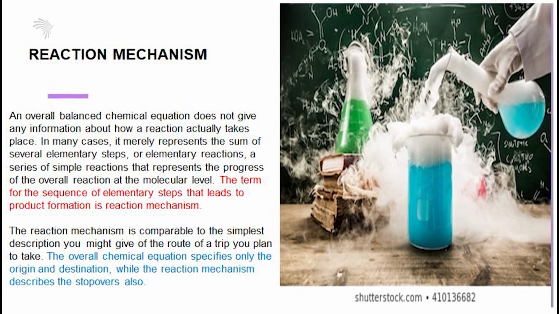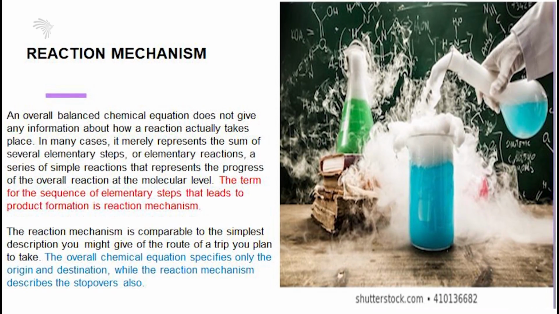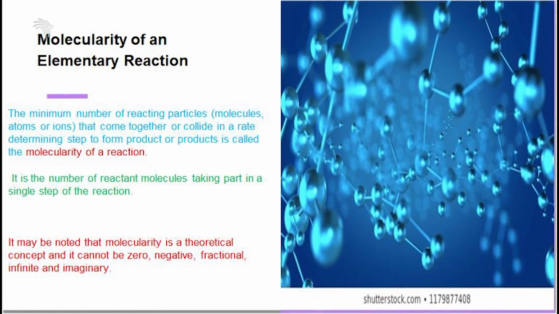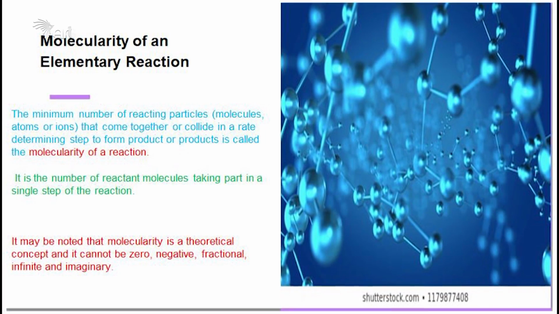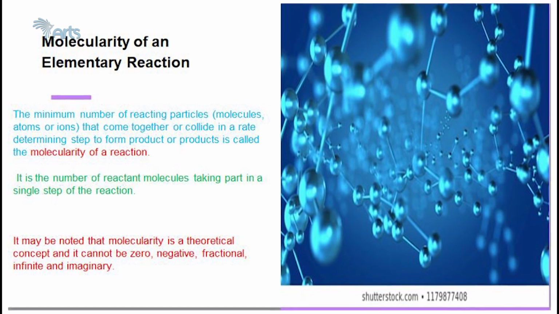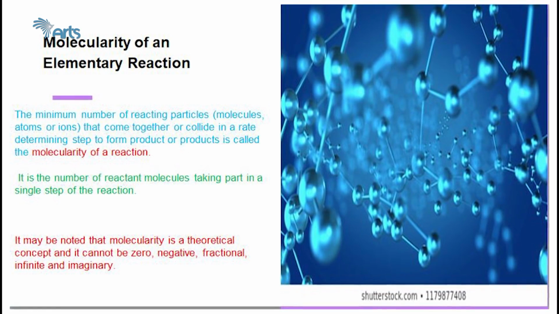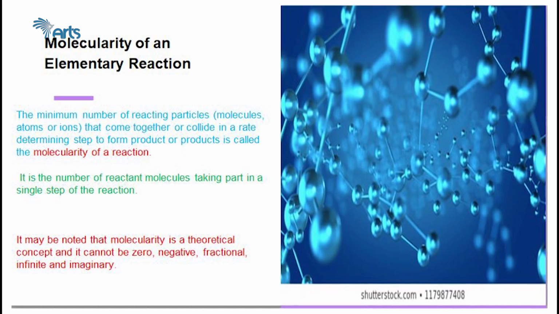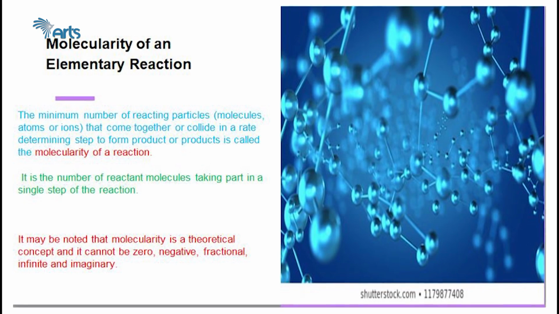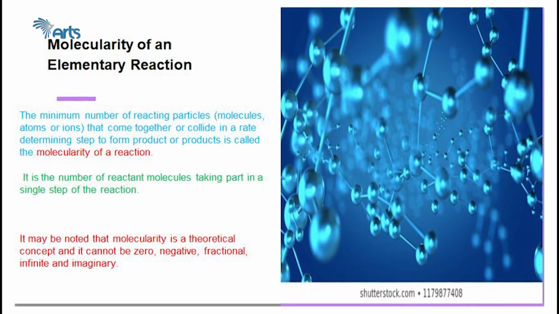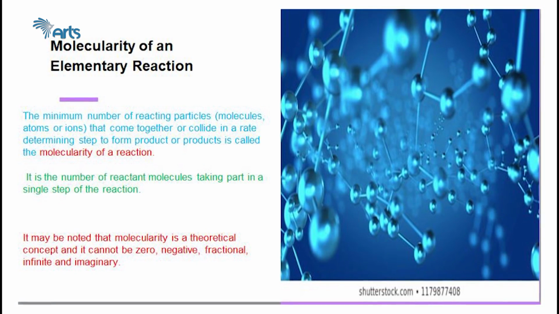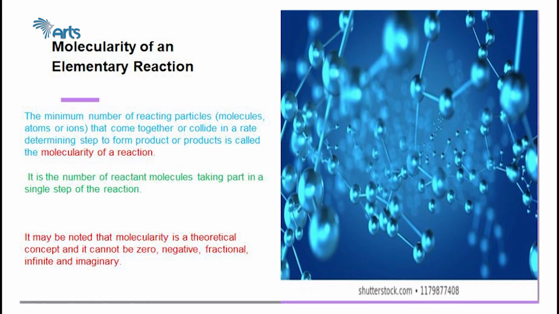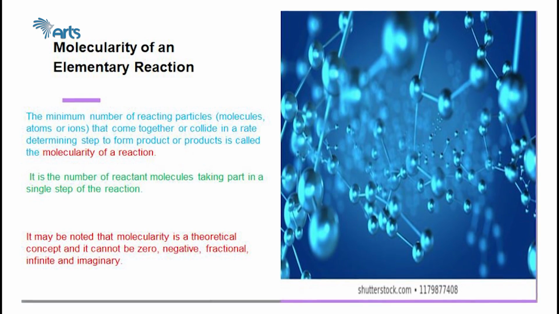So this is what is meant by reaction mechanism. Well, the other important point is about molecularity of an elementary reaction. The minimum number of reacting particles, namely molecules, atoms, or ions, that come together to collide in a rate-determining step to form products is called the molecularity of a reaction. It is the number of reactant molecules taking part in a single step of the reaction.